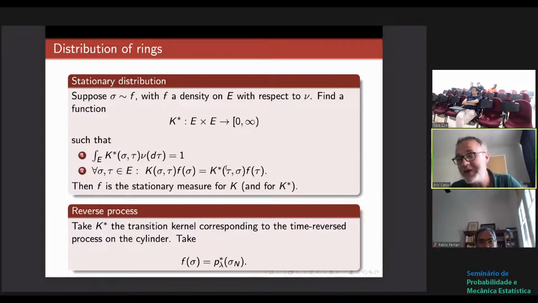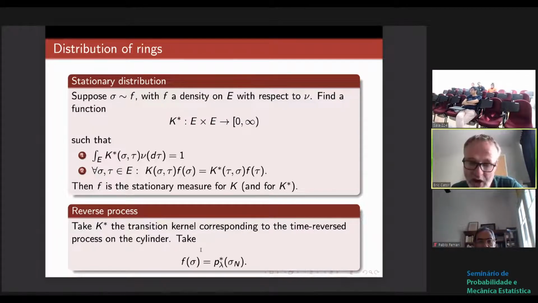So what we need to do is find some clever K star that gives us this. And well, for those of you who have seen this before, there's always a canonical candidate for this K star, and that's the transition kernel of the time reverse process. So what we're going to do is, instead of going up in the cylinder, we will go down in the cylinder.